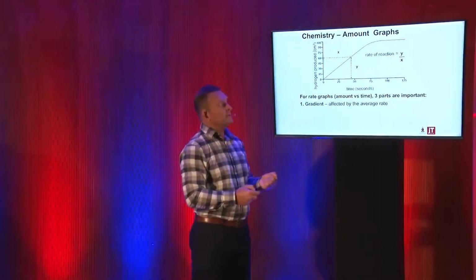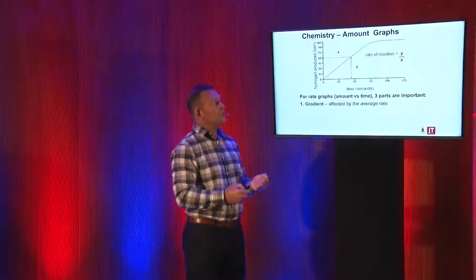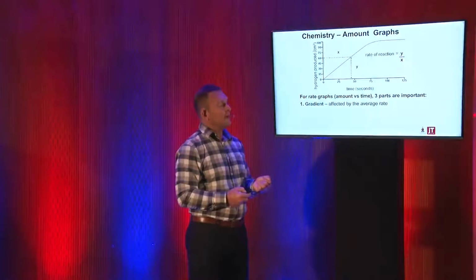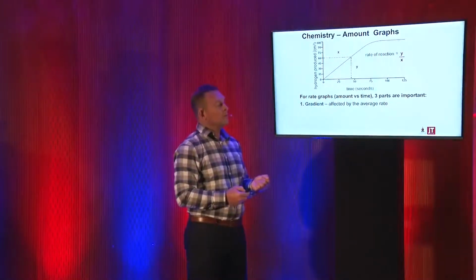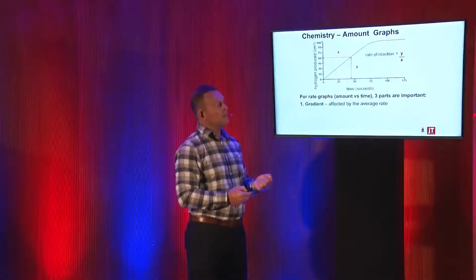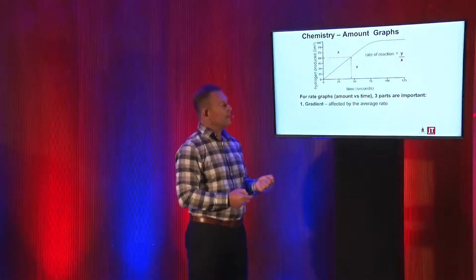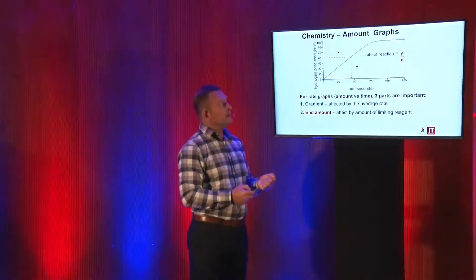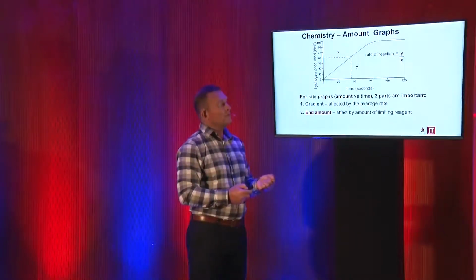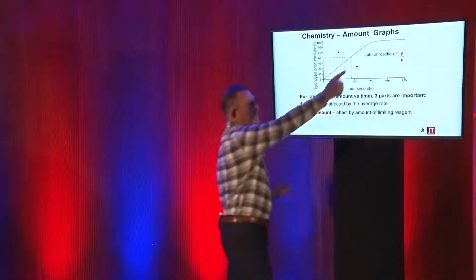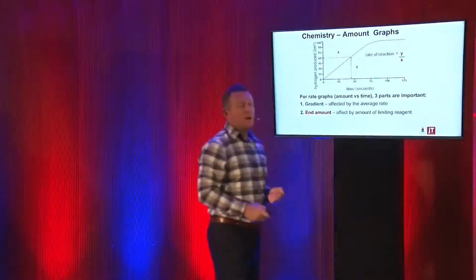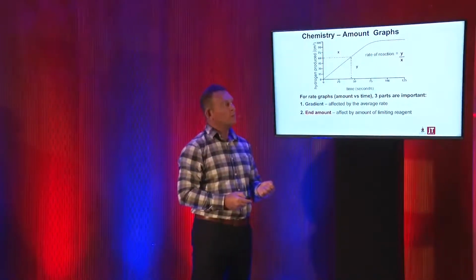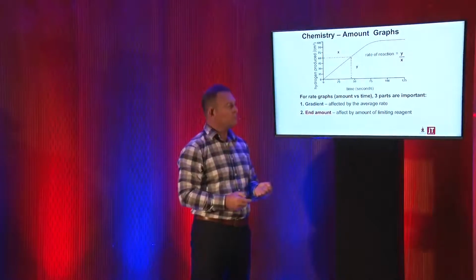it would be given by the gradient. How much hydrogen is produced per second. So we would get our average rate given by the gradient up to a certain time. Then what influences the end amount of hydrogen? The final amount of hydrogen, as shown up over here, is dictated by the amount of limiting reagent. The reagent you're going to run out of first will determine how much hydrogen will be produced.